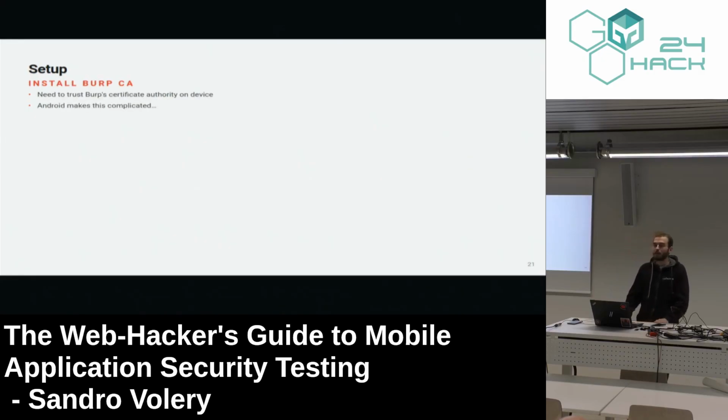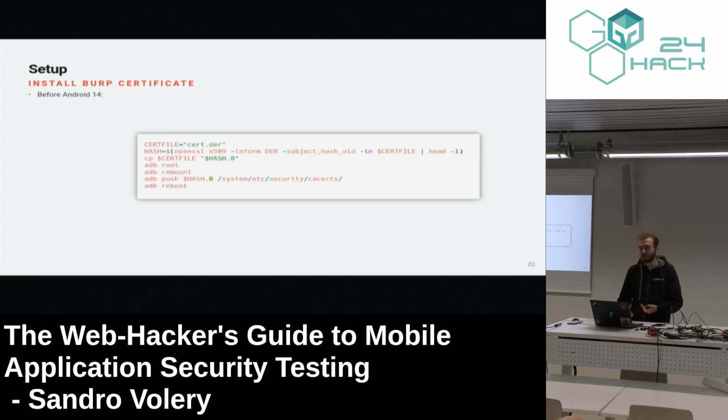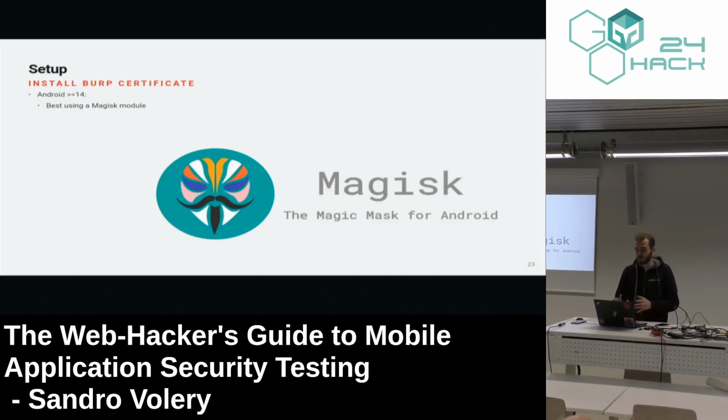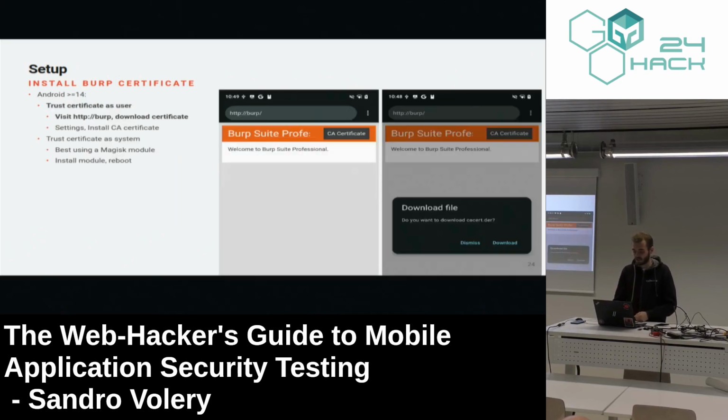Next up, we have to install the Burp certificate authority on the device somehow. Android makes this a bit complicated. Before Android 14, it used to be a bit easier. You just have to get the right hash, put it in the right place, remount something, and then reboot. But this doesn't work anymore. There are some workarounds to still do this manually, but if possible, I don't do these things manually, so I'm actually using a Magisk module. Magisk is how you facilitate rooting on Android at times, and you can use these modules to do certain things on your device. I'll get to what exactly this module does in just a second.